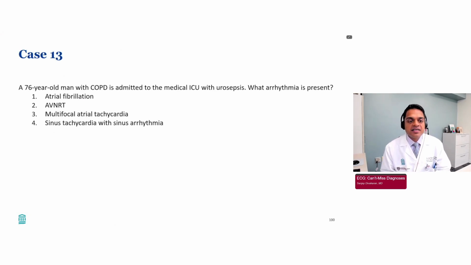Case 13, a 76-year-old man with COPD is admitted to the medical ICU with urosepsis. What arrhythmia is present? One, atrial fibrillation. Two, AVNRT. Three, multifocal atrial tachycardia. Or four, sinus tachycardia with sinus arrhythmia.